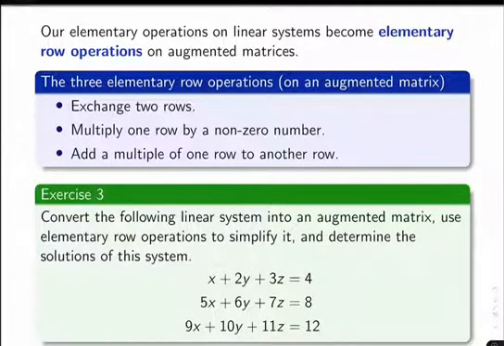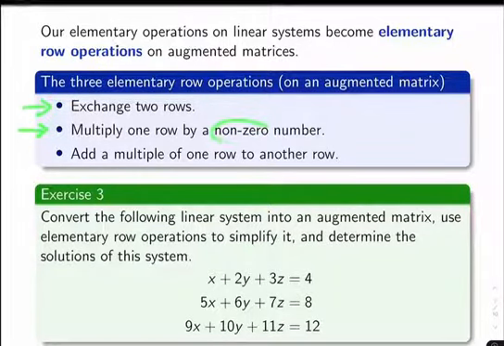In slide number 3, we talk about elementary operations on linear systems. Now that we use a shorthand, instead of writing the equations, we write a linear system as an augmented matrix. Our elementary operations then become elementary row operations. So instead of exchanging two equations, we exchange two rows. Instead of multiplying one equation, we just multiply one row by a non-zero number.